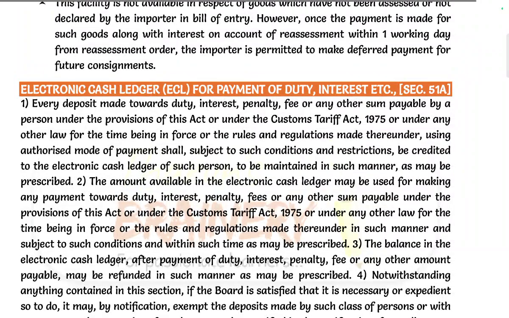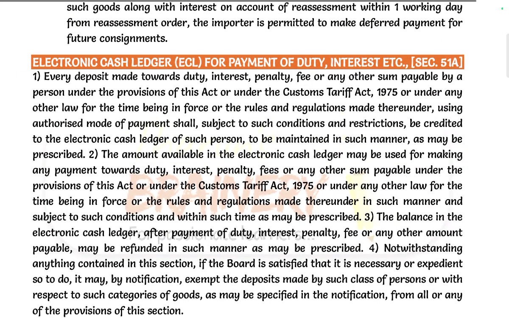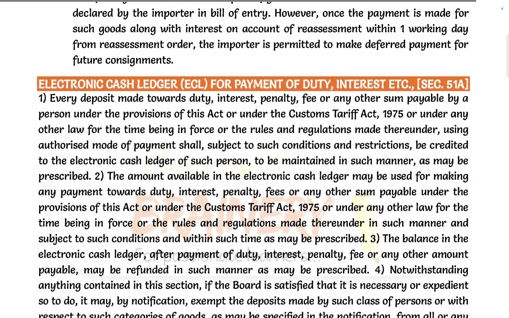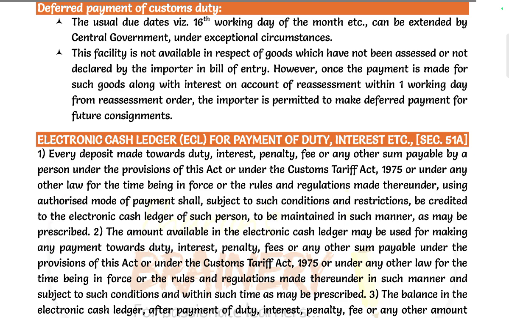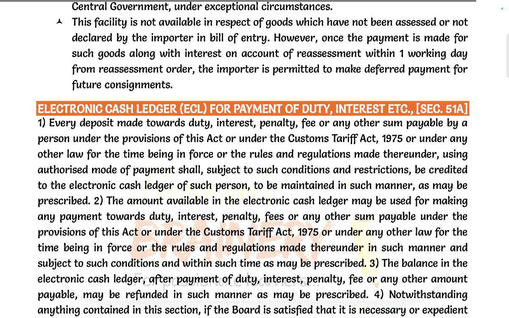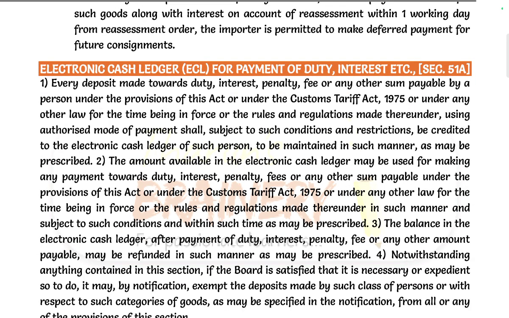Electronic cash ledger for the payment of duty, interest under Section 51A. Every deposit made towards duty, tax, penalty, fees, or any other payment by a person under the provisions of the Act, under the Customs Tariff Act 1975, or under any other law for the time being in force, and the rules and regulations made thereunder, under an authorized mode of payment shall, subject to conditions or restrictions, be credited in the electronic cash ledger of such person, maintained in such manner as may be prescribed.